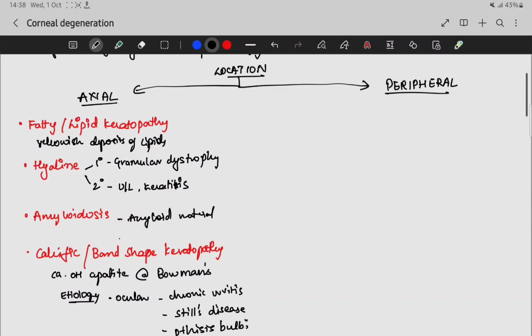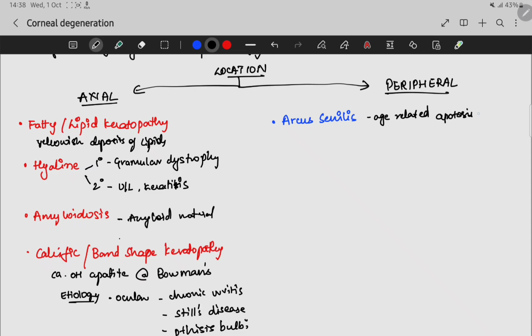Now coming to the peripheral ones, we have arcus senilis. This is an age-related corneal degeneration which affects the periphery of the cornea. There is apoptosis of the cells, and there is an overload of macrophages leading to arcus senilis formation.